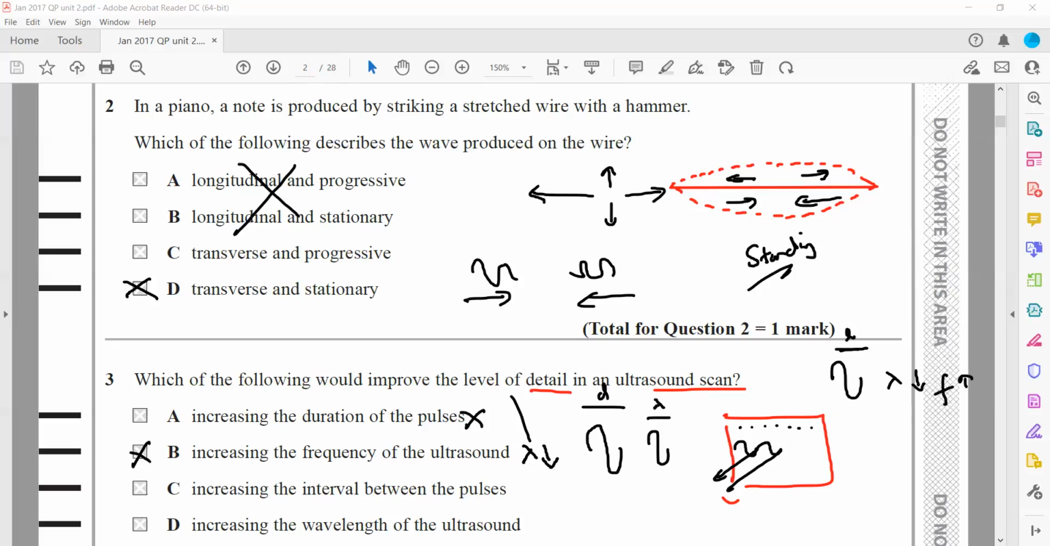And how do we improve that detail of the image? By reducing the pulse length, so that we'll get more points from which the pulse is reflected.